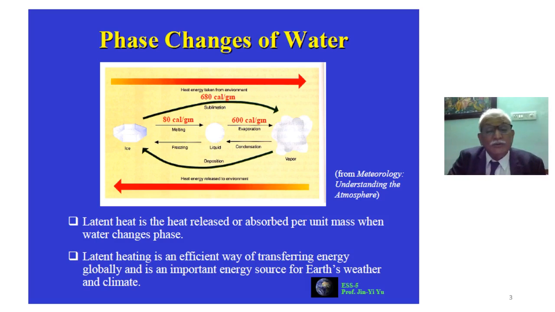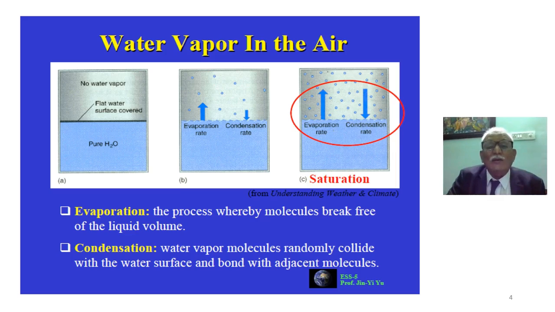So please note that latent heat is the heat released or absorbed per unit mass when water changes phase. Latent heating, of course, is an efficient way of transferring energy globally and is an important energy source for Earth's weather and climate. Now, water vapor in the air: evaporation is the process whereby molecules break free of the liquid volume. And what is condensation? Condensation is when water vapor molecules randomly collide with the water surface and bond with adjacent molecules. Evaporation is a cooling process and condensation is a heating process.